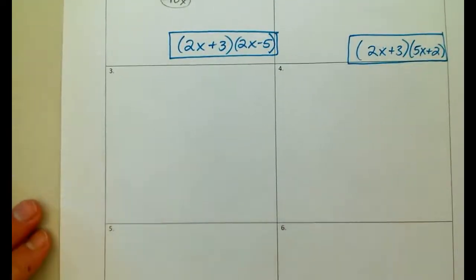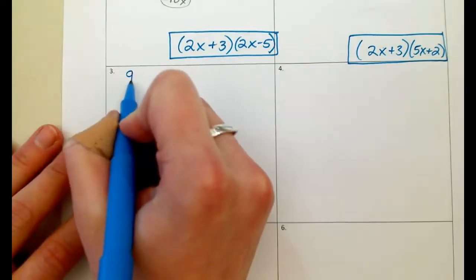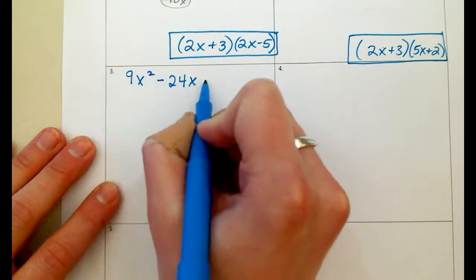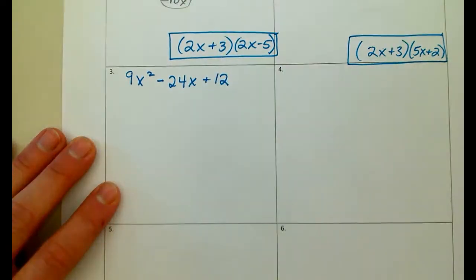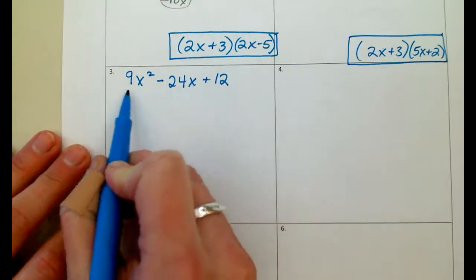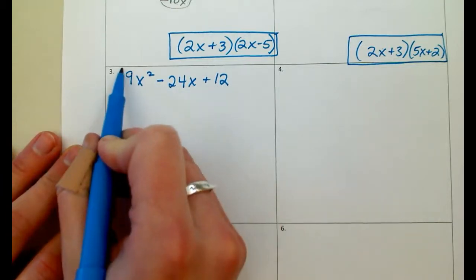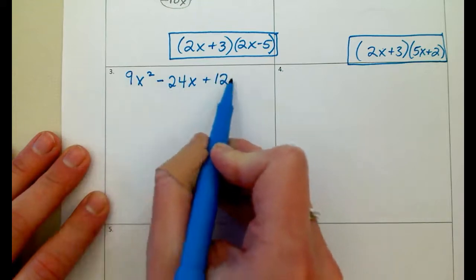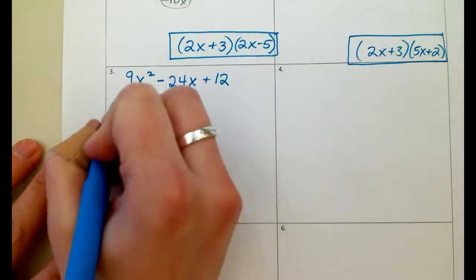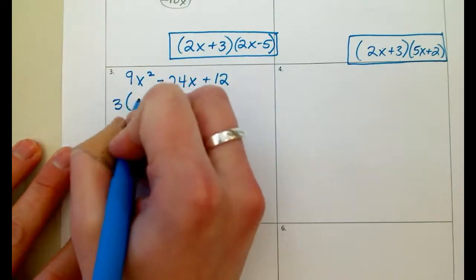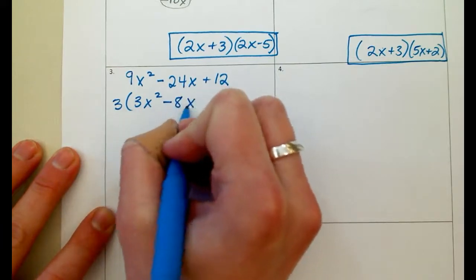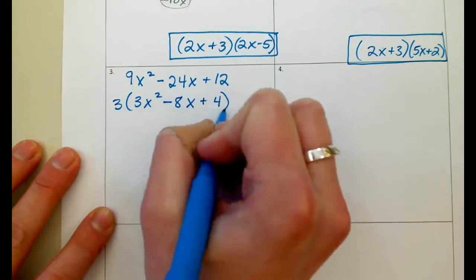All right, number 3. 9x squared minus 24x plus 12. Hopefully you noticed when we wrote this problem down that we have a GCF in this problem. Looking at our numbers 9, 24, and 12, 3 goes into all of these evenly. So I'm going to factor out a 3, and I'm left with 3x squared minus 8x plus 4.